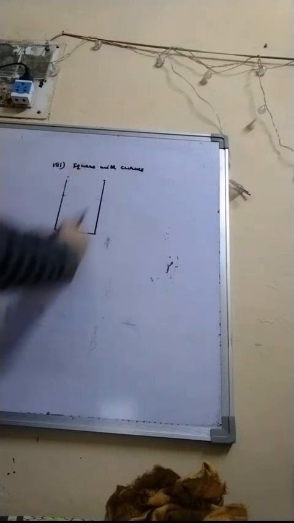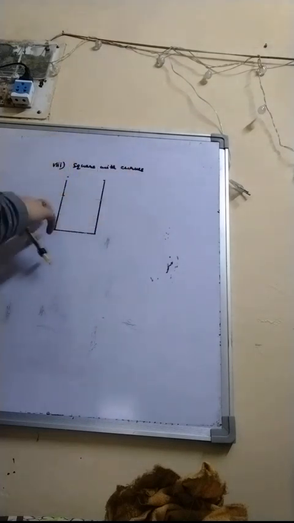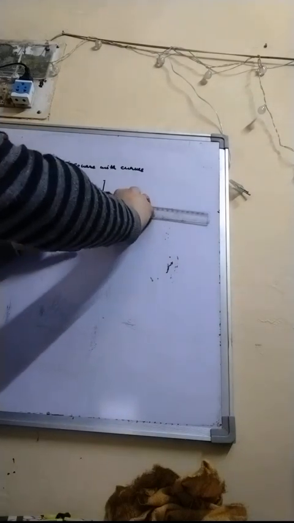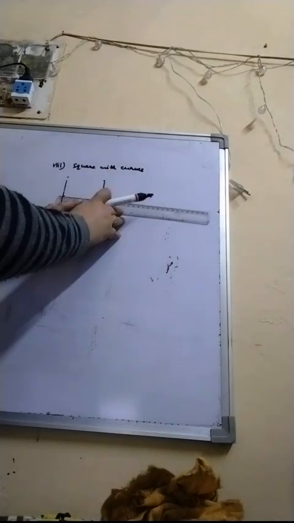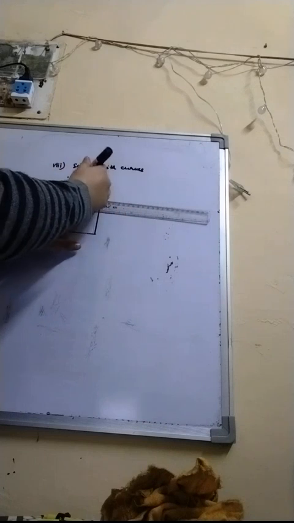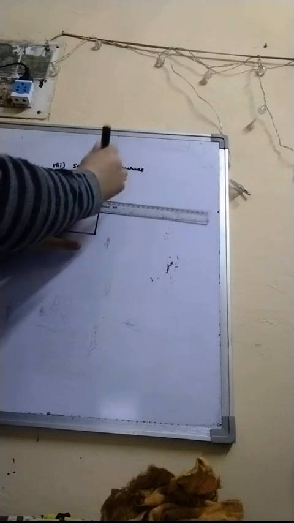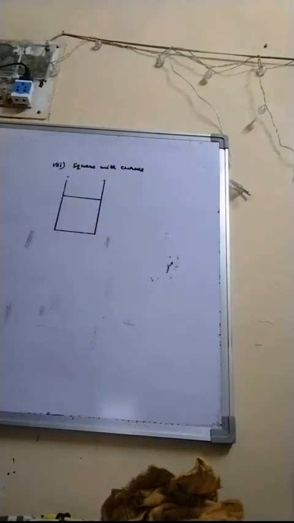So you can do it with both. Either you do the dots method or you do the compass method. I am just showing to you that you can use both of them. But in examination or in your practice, you can draw with any one of the methods. Okay, now we get an 8 centimeter square.